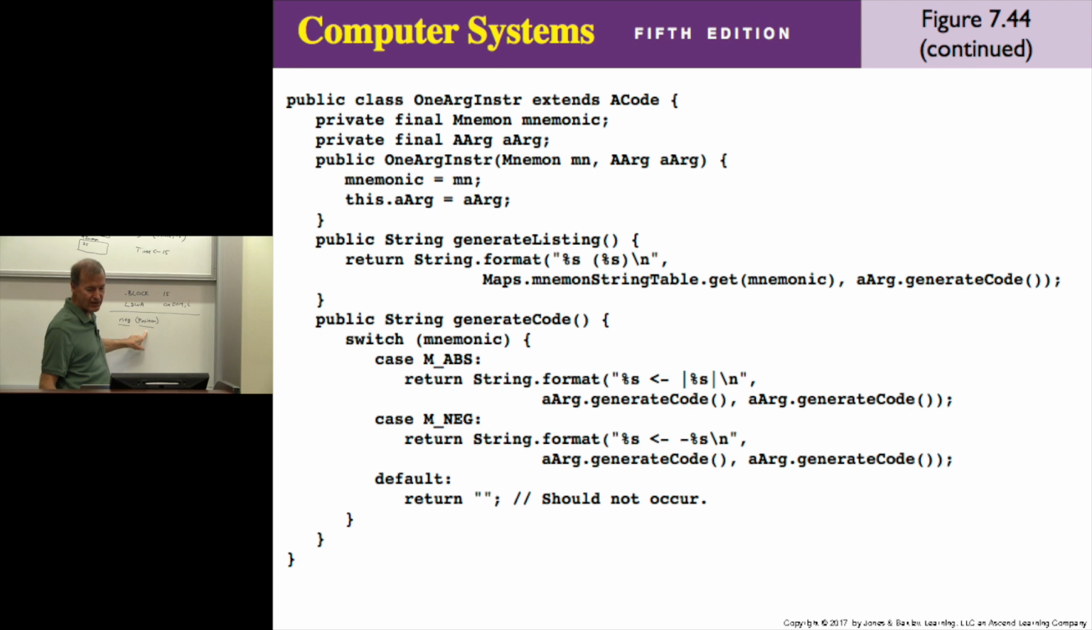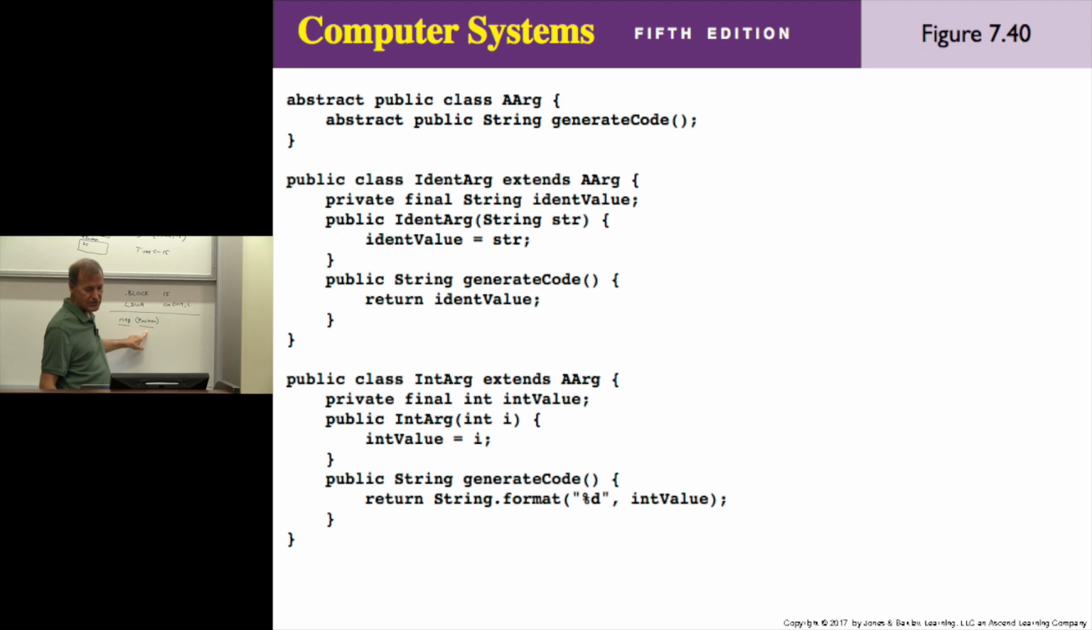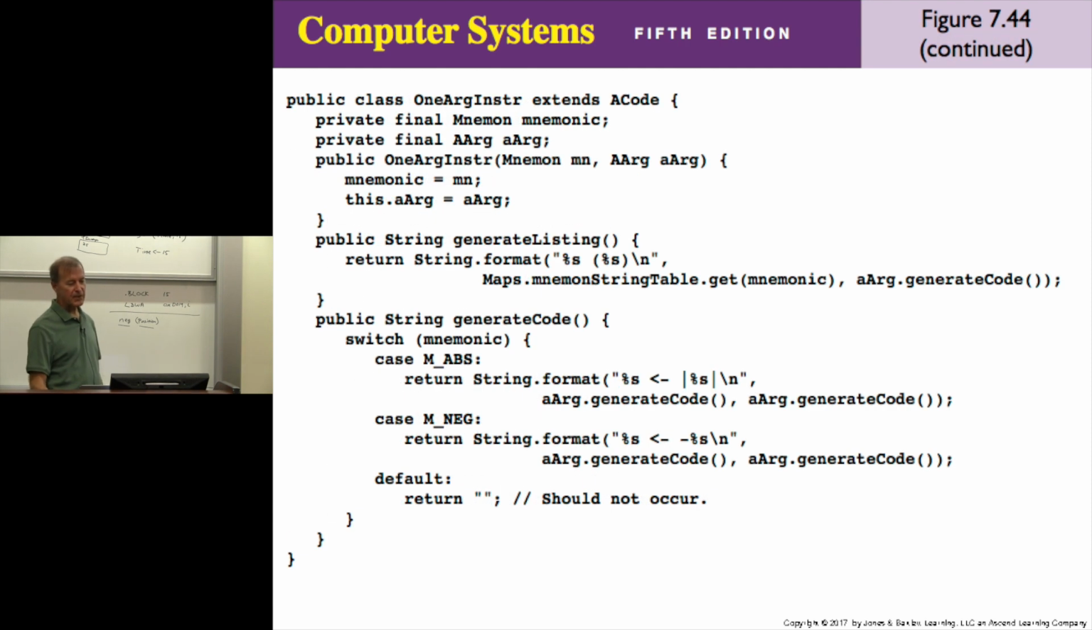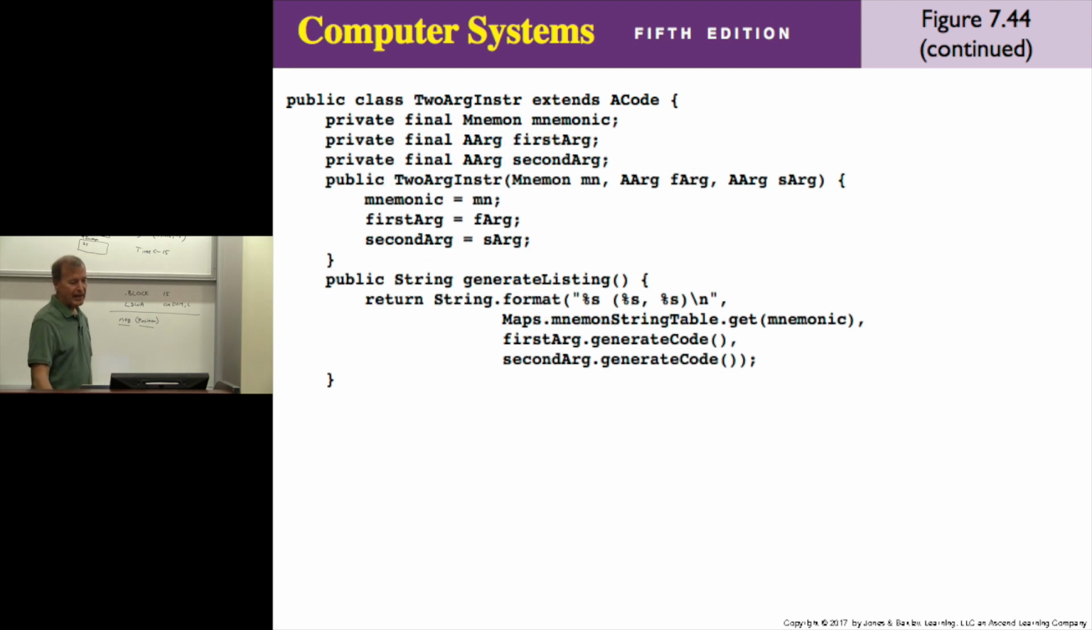Let's go back to the arg. So let's go back to figure 7.40. The arg generateCode just returns that. That was a source of confusion. The argument's generateCode is not the same as the oneArgInstruction's generateCode. So let's not look at the oneArgInstruction generateCode; that's coming up later. All right, and now the twoArgInstruction does the same thing.